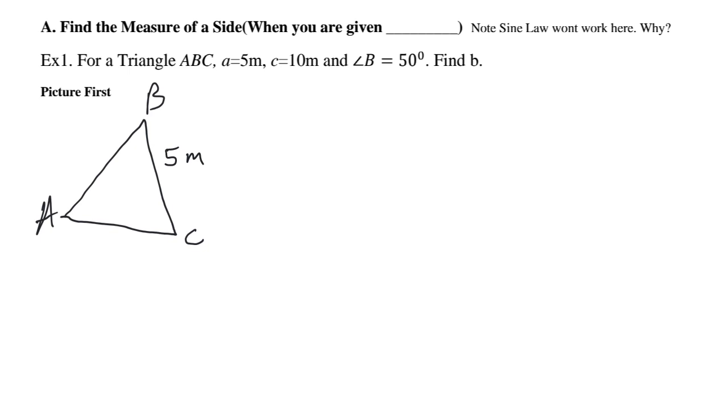All right. Now, it says C is 10 meters. Okay. And then the angle B is 50 degrees. Now, based on that, you know this is cosine law because there is an elbow here, isn't there? There's an elbow here. And because we have an elbow, we can use our equation.